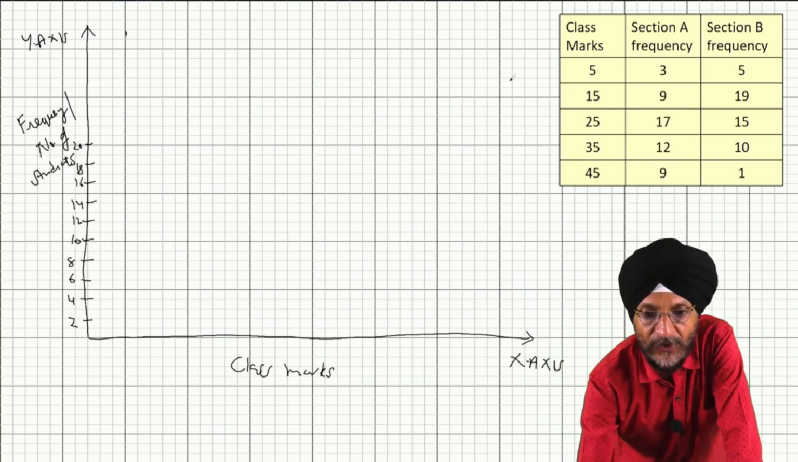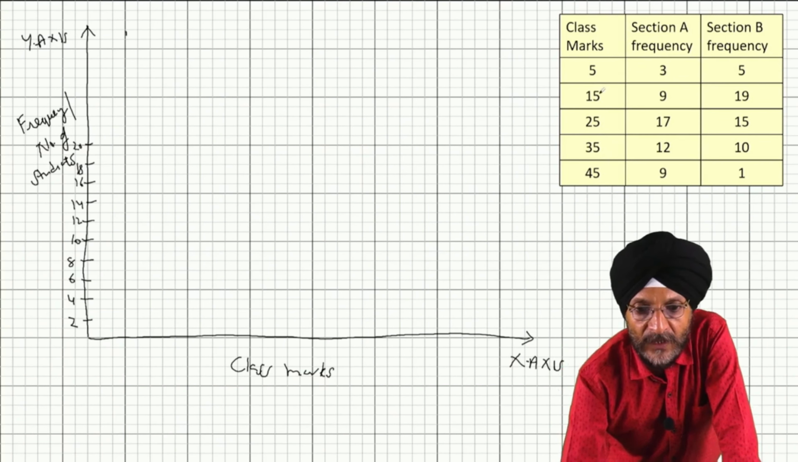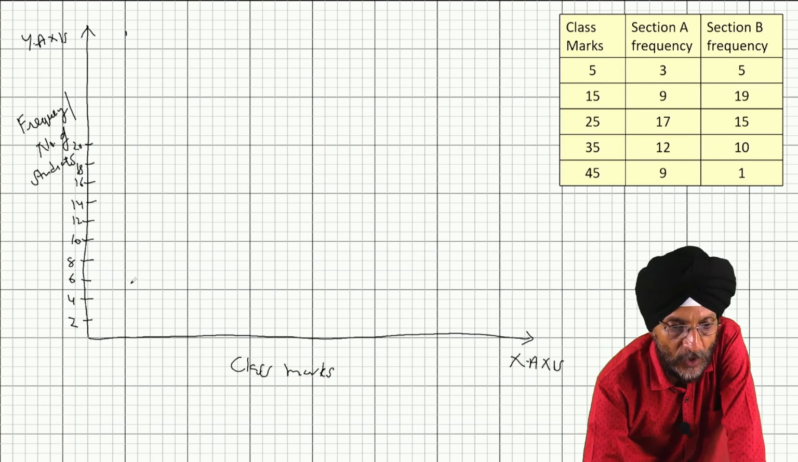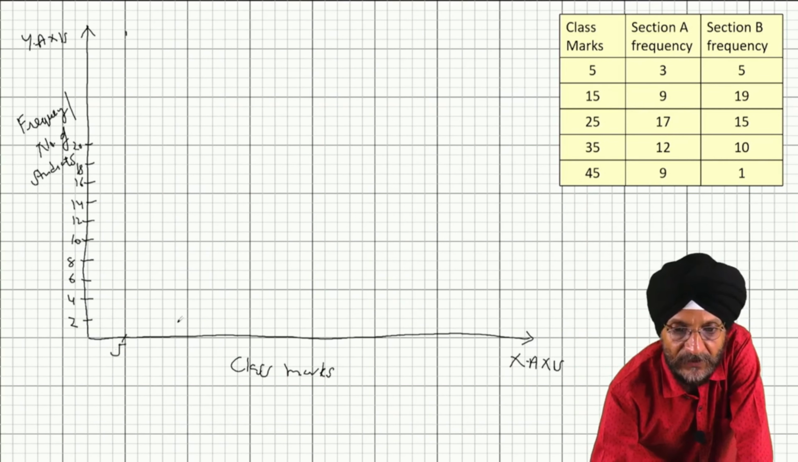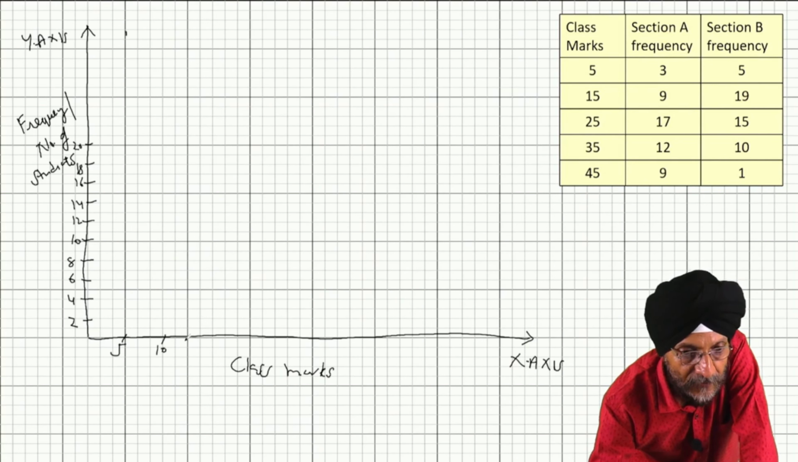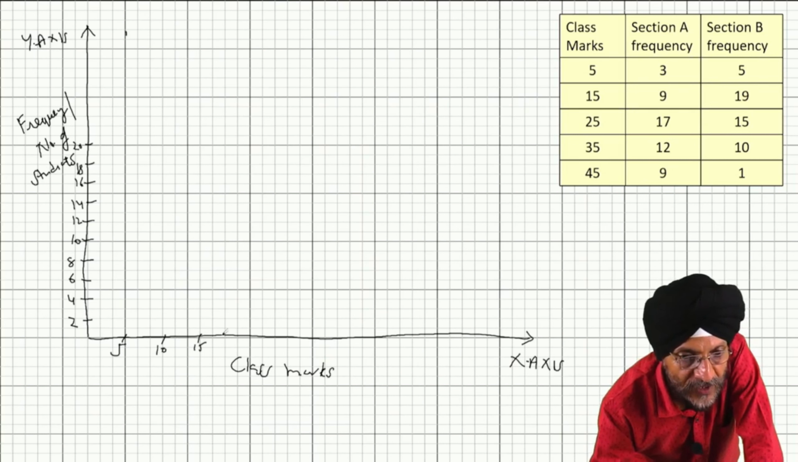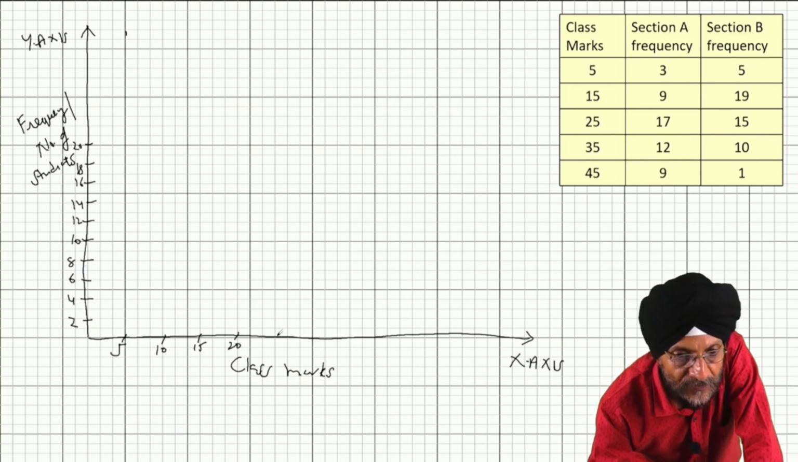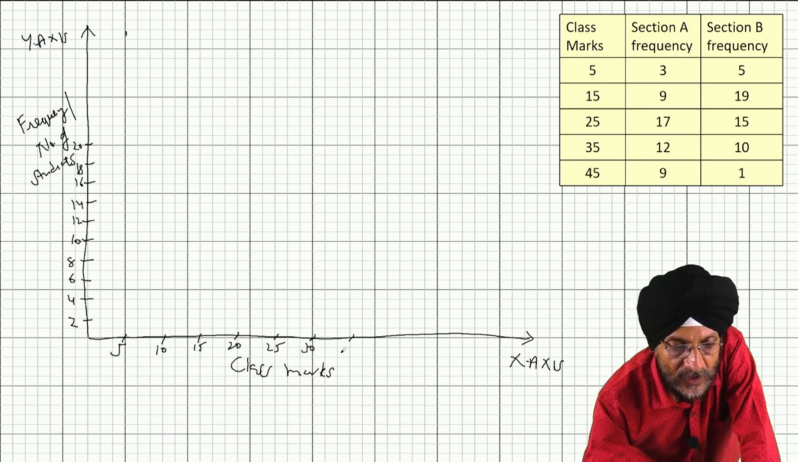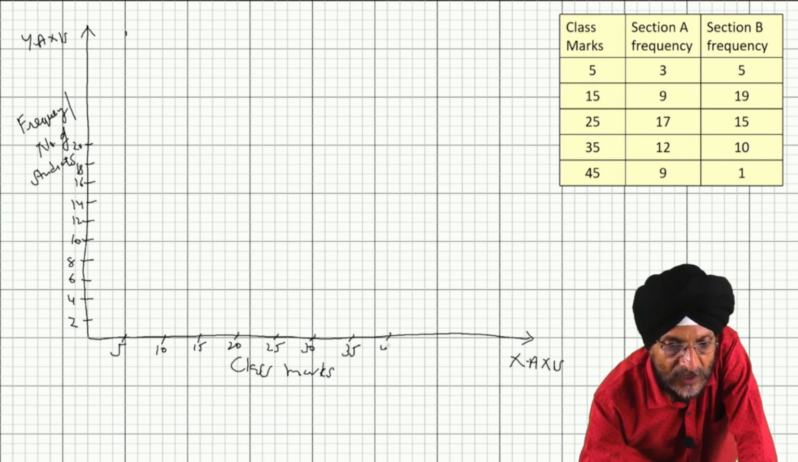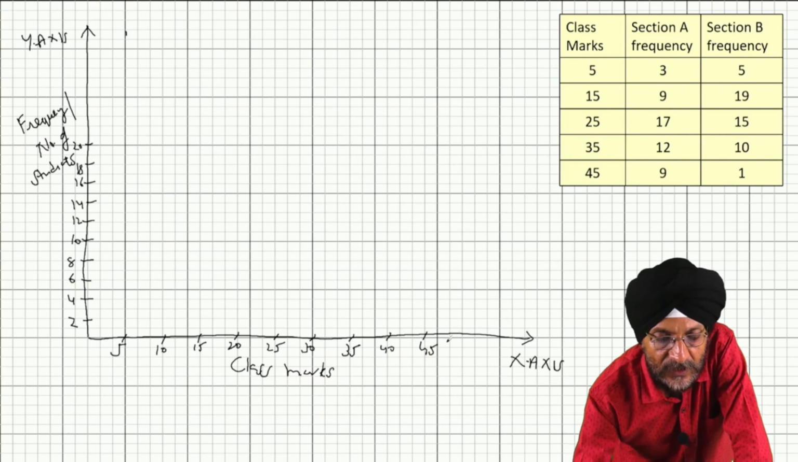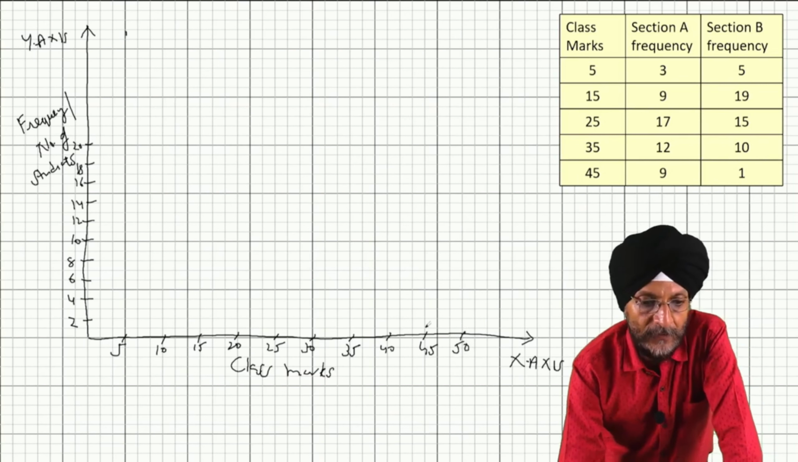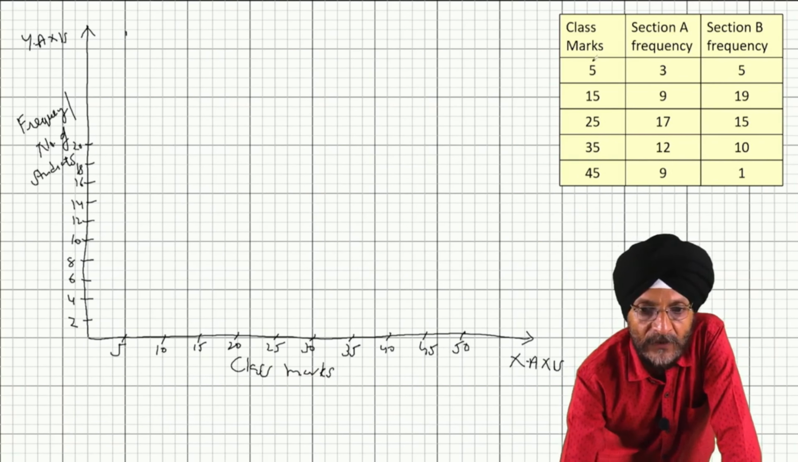Now we have drawn the frequency here. Now here we will draw the class marks. The maximum is 45. Now we will start from here. After every 3 cells, we are marking 5, 10, 15, 20, 25, 30, 35, 40. This is 45. Now this is the maximum class mark.